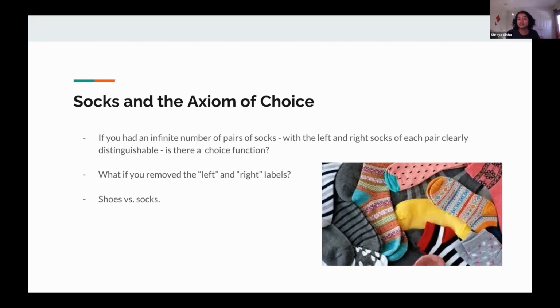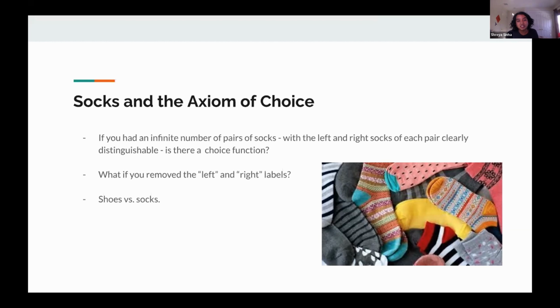That's 100% fine. And so for something like labeled socks or shoes that do have a specific label or designation to them, that's 100% fine. I don't need the axiom of choice. I can just pick it.